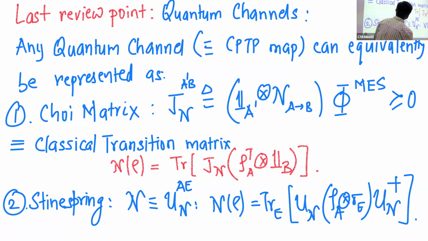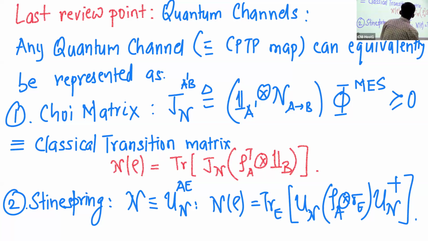One is known as the Choi-Jamiolkowski representation, where there is a matrix corresponding to a channel N, which is defined as follows. I'll start out with a maximally entangled state on systems A and A prime, and then I'll send this through the joint channel, identity on A prime tensor product with the channel N from A to B. This underlying operator is known as the Choi matrix of the underlying channel. Okay? So this is one way to represent a quantum channel.